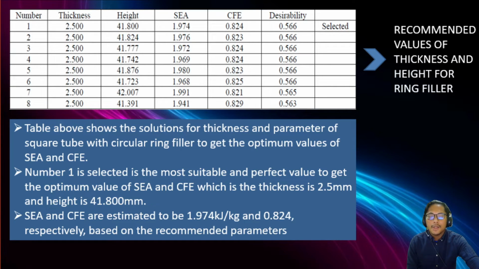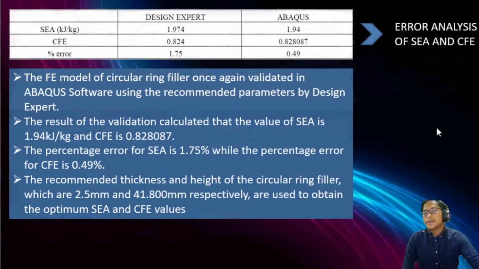The FE model of the circular ring filler was once again validated in Abaqus software using the recommended parameters by the Design Expert. The result of the validation calculated that the value of SEA is 1.94 kJ per kilogram and CFE is 0.828087. This table shows the error analysis of SEA and CFE.